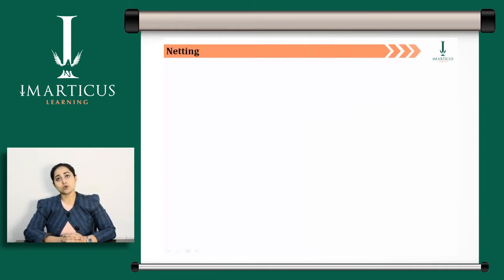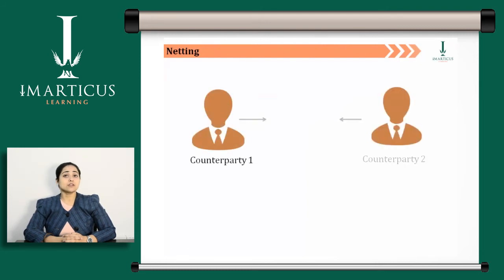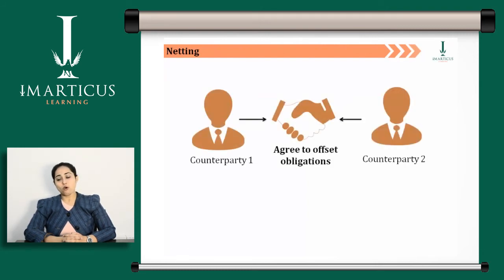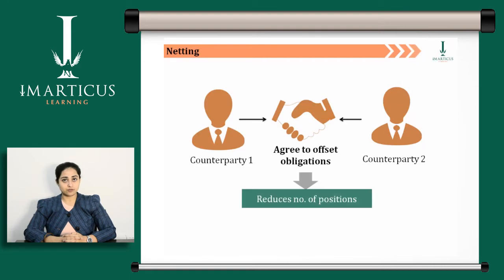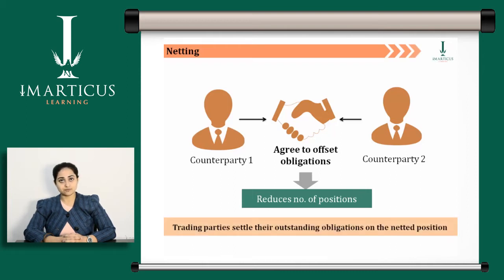Let us now look at netting. Netting occurs when trading counterparties agree to offset their obligation and position. It is on this netted position that two trading partners settle their outstanding obligation through transfer of cash or securities.